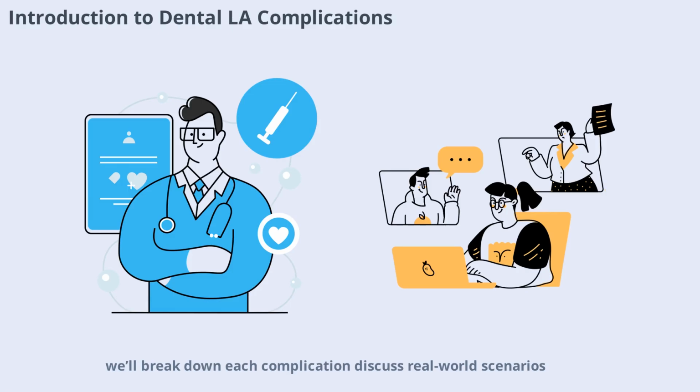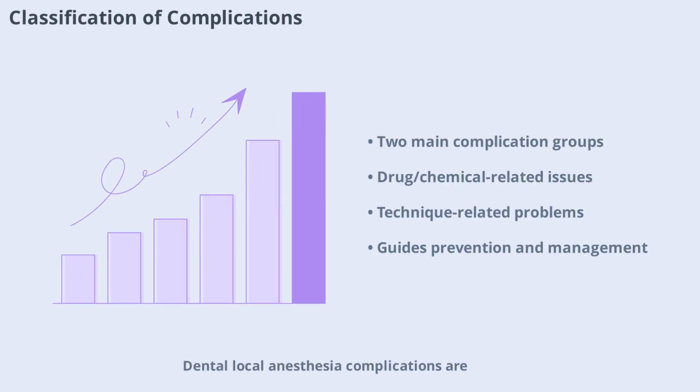In this video, we'll break down each complication, discuss real-world scenarios, and provide practical tips for clinicians and students alike. Dental local anesthesia complications are broadly divided into two categories. The first group includes complications arising from the drugs or chemicals used, such as adverse reactions to anesthetic agents. The second group involves complications related to the injection technique, including mechanical injuries or procedural errors.